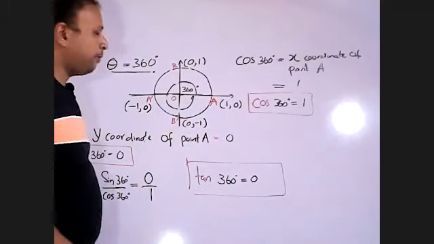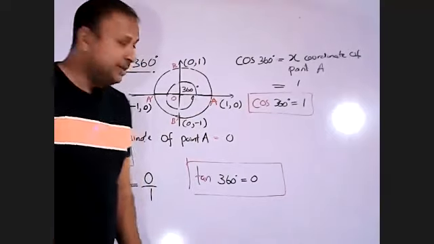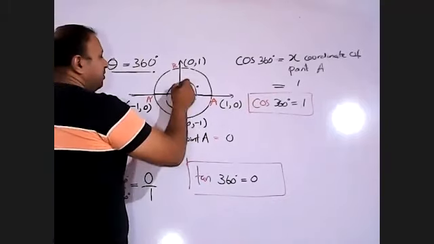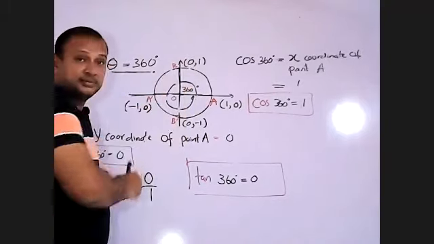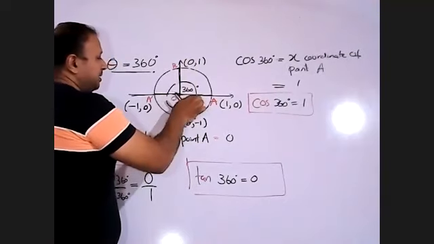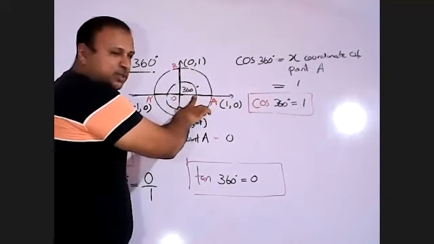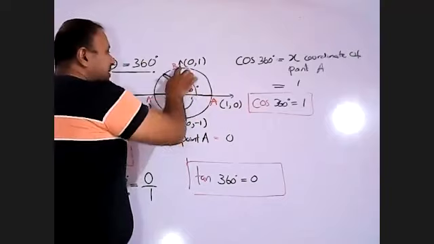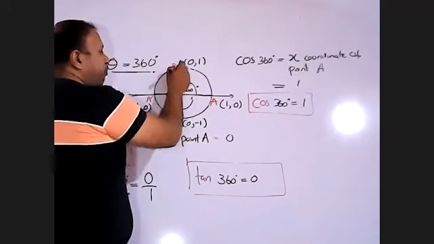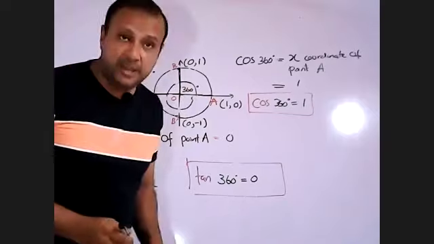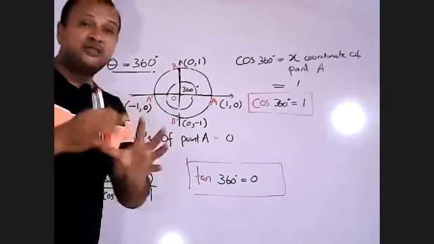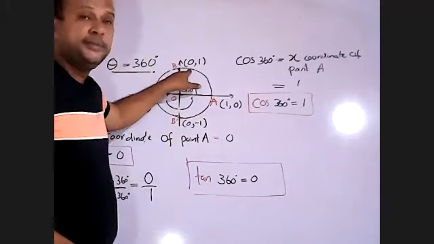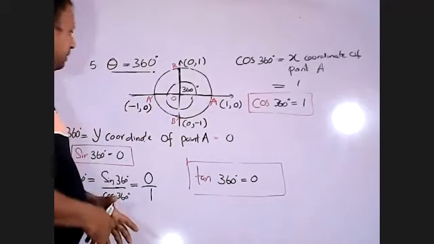Suppose you want to find the sin, cos, tan values of 450. 450 means this one. Up to here it is 360, and you have to add another 90 to 360. That means the corresponding point for 450 is B. So the trigonometric values of 450 are equal to the coordinates of B.